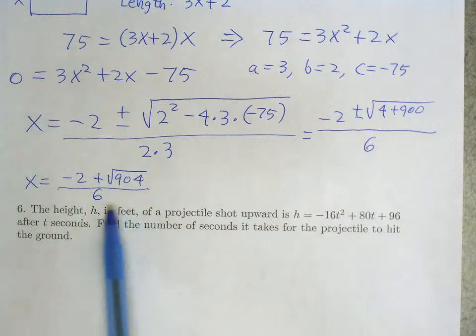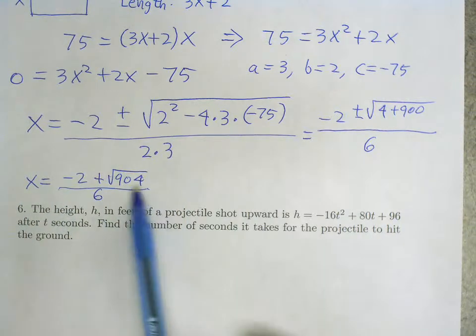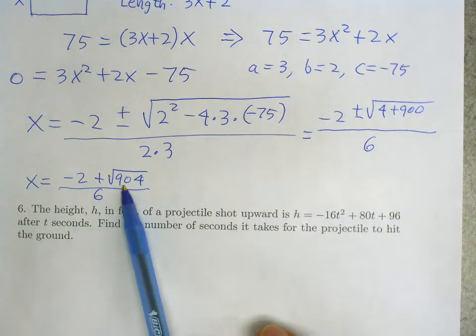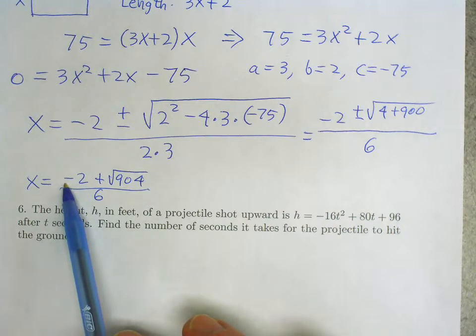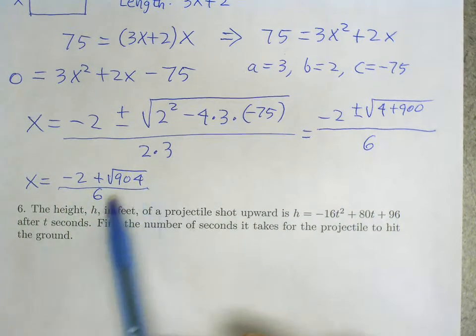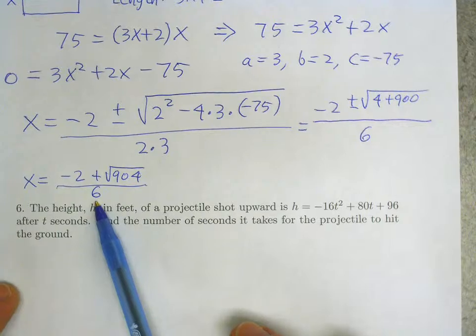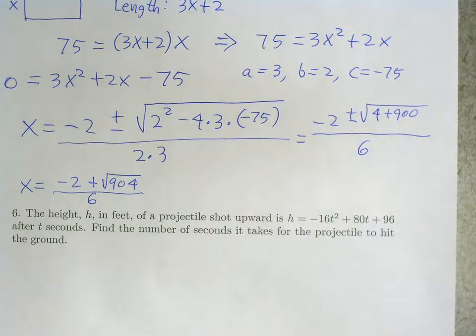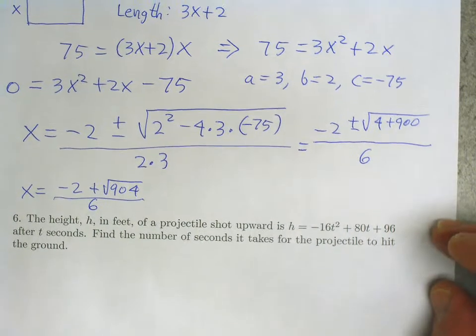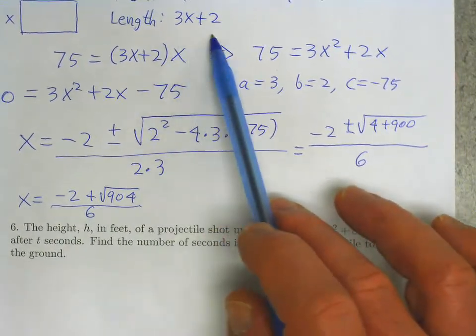Okay, so use your high-powered calculator, find the square root of 904, and then add negative 2 plus that number and divide it by 6. And that will be the width of the rectangle. And the length is 3 times x plus 2.